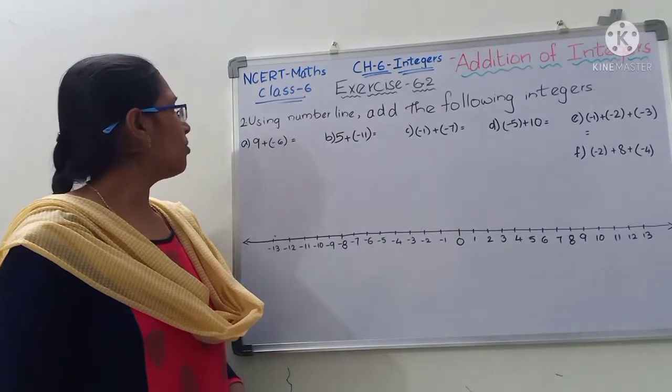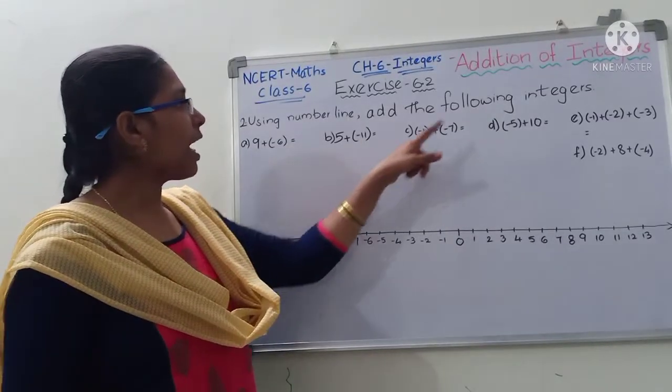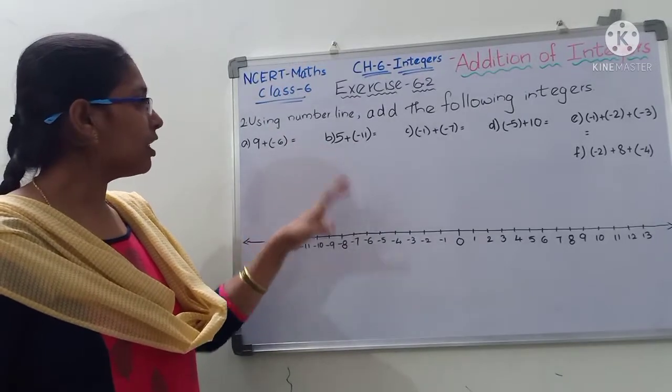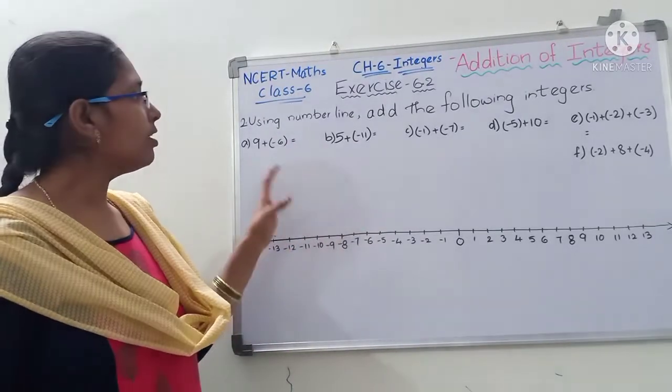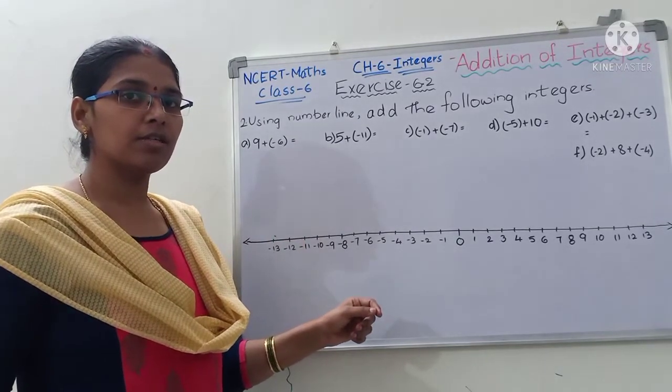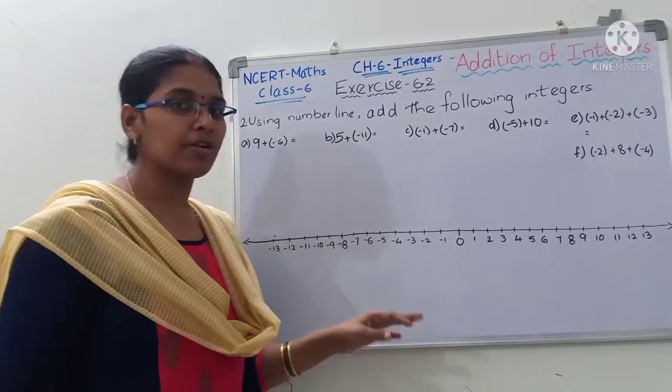Let's solve the second problem now. Using the number line, add the following integers. They have given us questions. You should draw the number line yourself and then solve the problems. You all know, children, how to draw a number line or not? Yes, you are perfect in drawing number line, right?